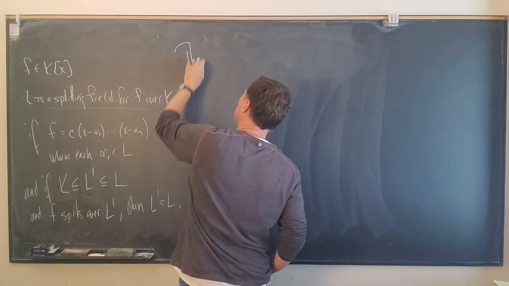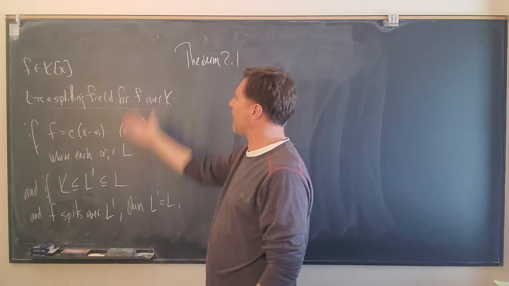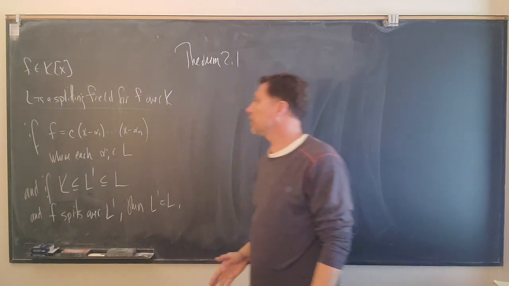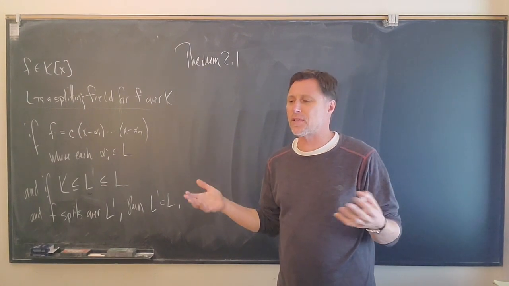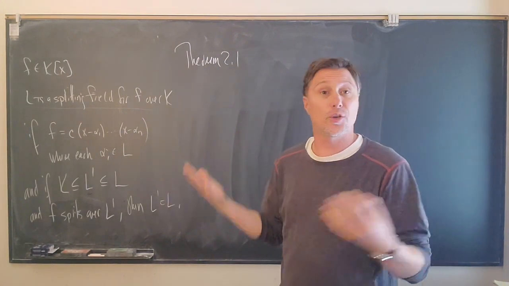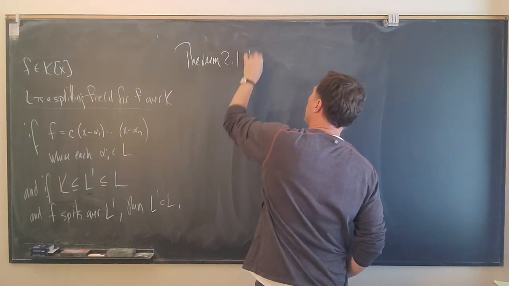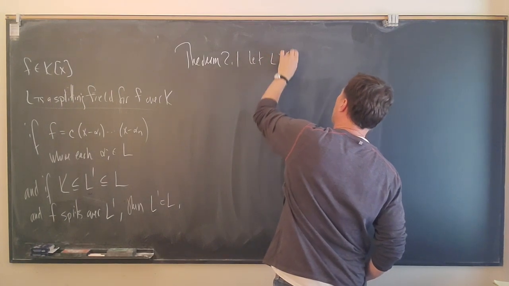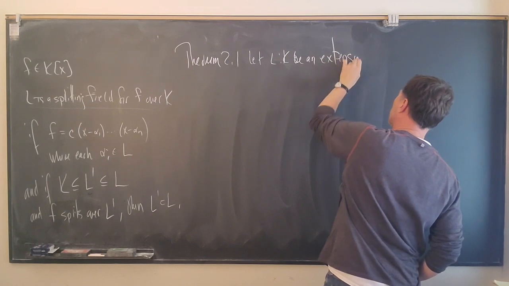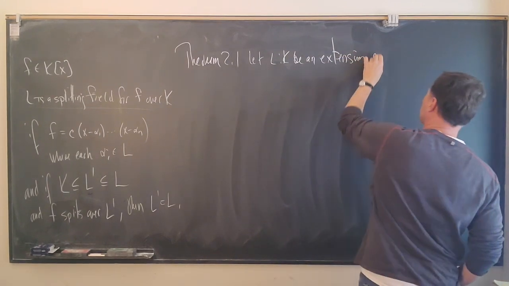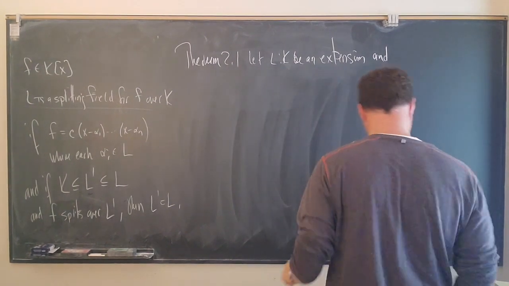Let's prove something now. What we have here is this abstract notion of splitting field, and now there's a fairly obvious, logical, concrete way to come up with a splitting field. So this is theorem 2.1. Let L over K be an extension, and a polynomial f in k bracket x.